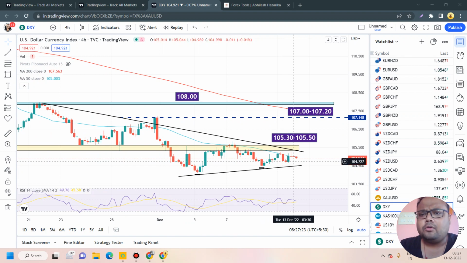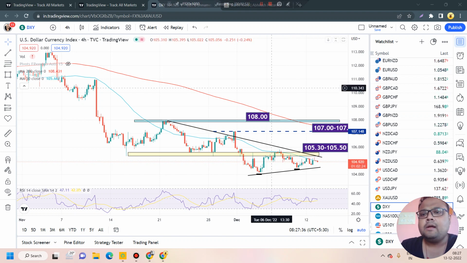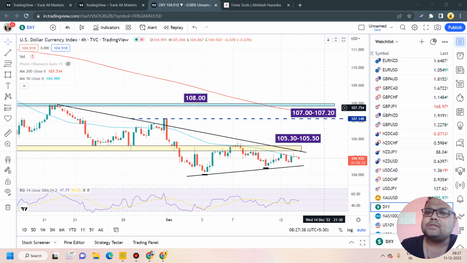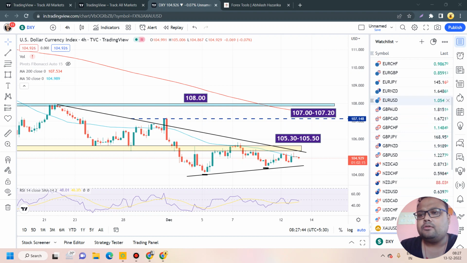Before the news, I don't think the market will be showing any extreme. Market will mostly remain in this range only, because most of the time before any news, market prefers to stay silent. But after the news, in case market starts falling, there is no proper support, as I have already said. In case market starts going up, then yes, 107 can be the next resistance on the chart of DXY. Now let's have a look at the chart of Euro Dollar.